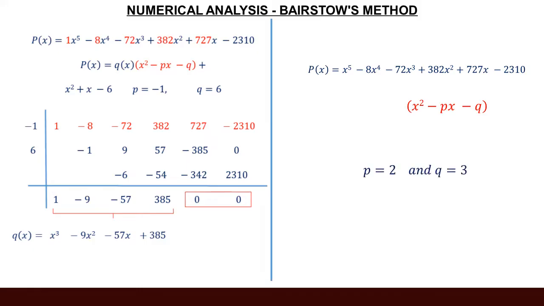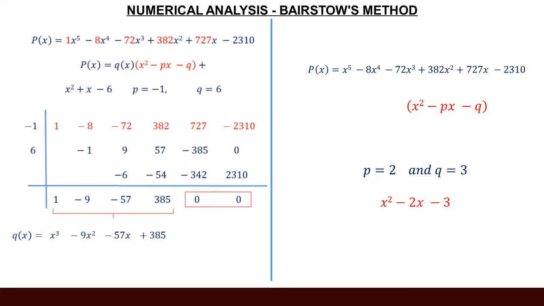Let's say for instance your p is 2 and your q is 3. When you perform the division, the remainder is not going to be 0. Are we together? Before you use p equal to 2 and q equal to 3, that means you are trying to use this quadratic polynomial, x squared minus 2x minus 3. Now, when you try to divide p of x by x squared minus 2x minus 3, it's not going to give you a zero remainder.